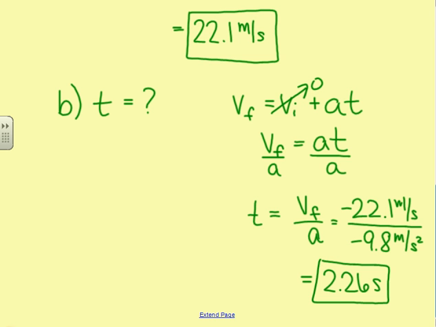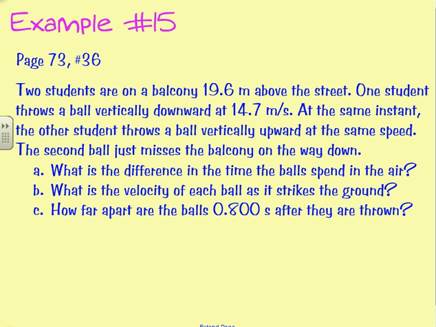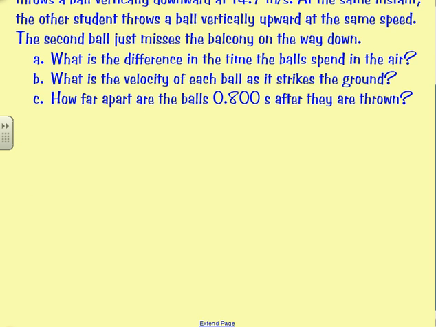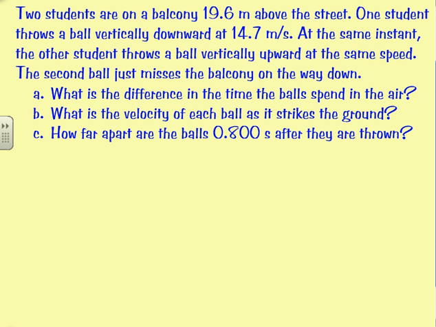Let's move on and try another problem. This problem, number 36 in your textbook, talks about two students being on a balcony. One student throws a ball downward, and the other one throws a ball upward. There are many things that we're solving for here. But let's start not worrying about what we're solving for. Let's start by writing out what we're given. So there's two balls in this case instead of one object. And so I'll call them A and B, just like I commonly do. And I'll write out the givens for each.